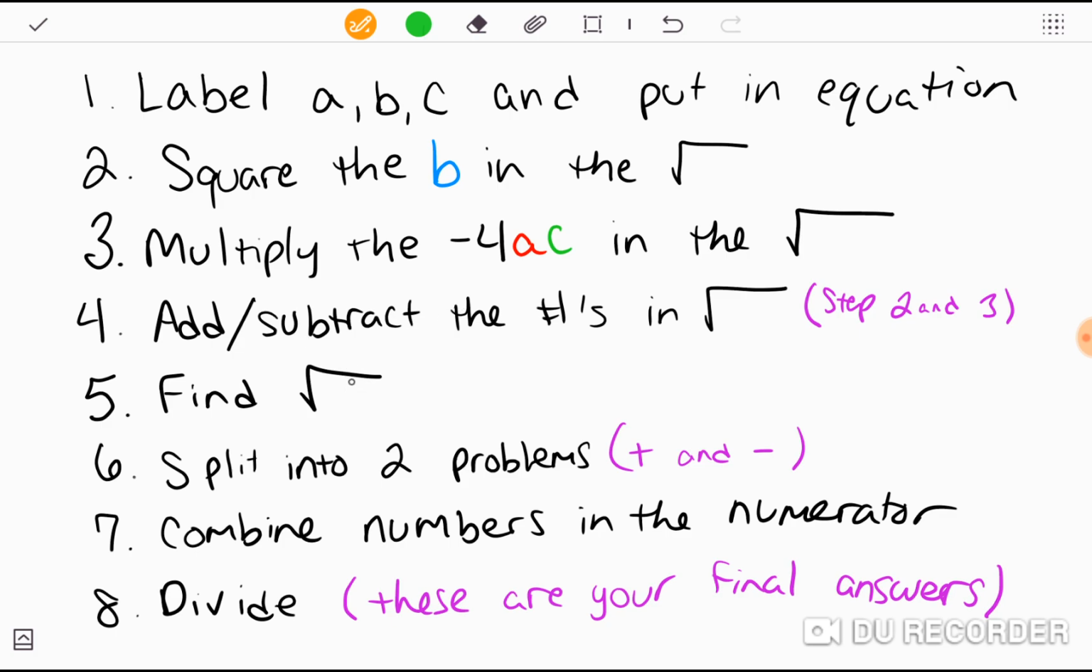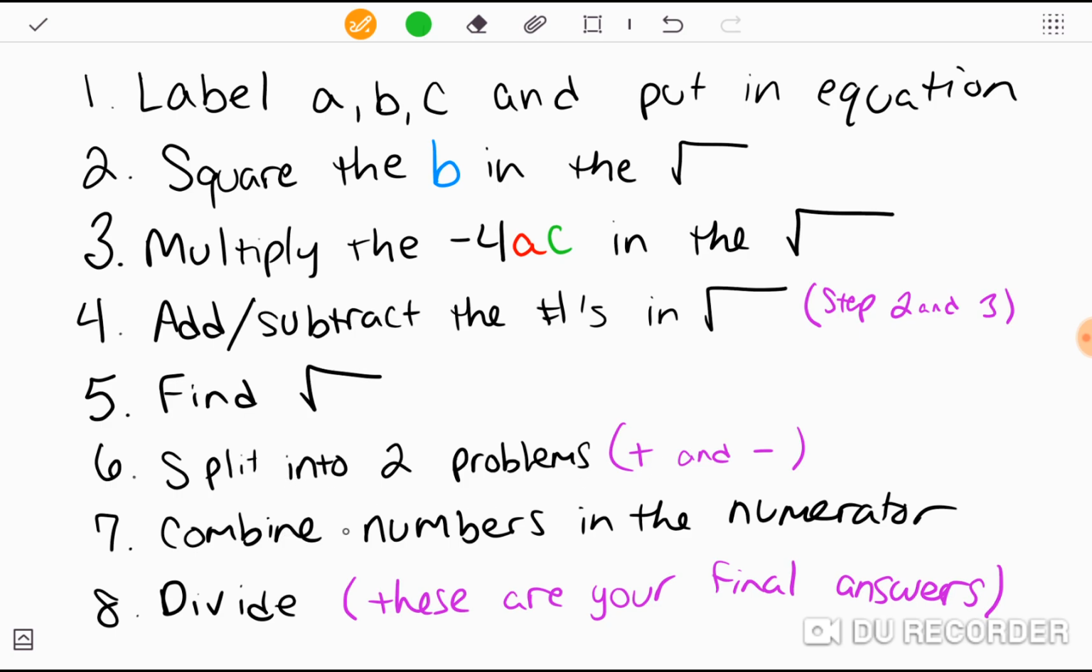Okay, so now what you'll have is that negative b plus or minus a number after you do this step. Then you're splitting it into the two problems. Just like I talked about when we were looking at the formula, there's that plus minus sign. That means you're going to have one equation that has negative b plus whatever the number is from the square root, and then you'll have negative b minus the number from the square root.